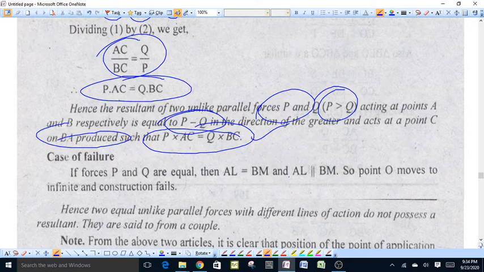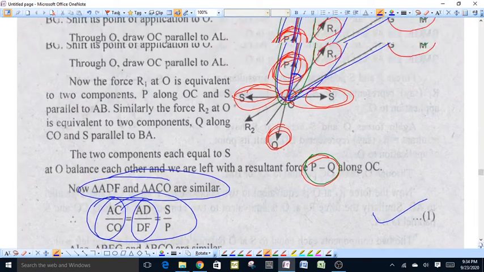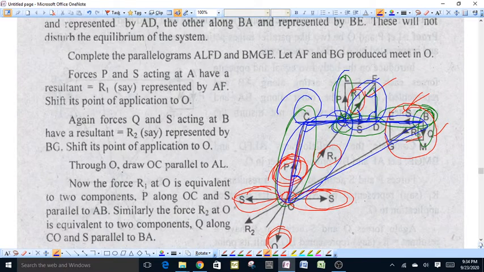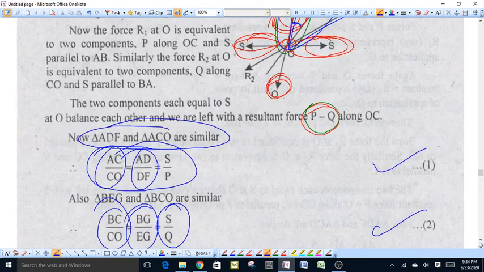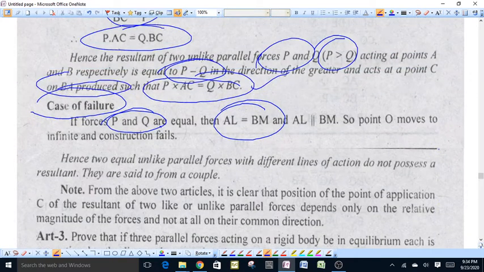Now we discuss the case of failure. If two forces P and Q are equal, then AL will be equal to BM. This is AL and this is BM. These two will be equal because the magnitudes of both forces are equal, so both forces are equal and parallel.